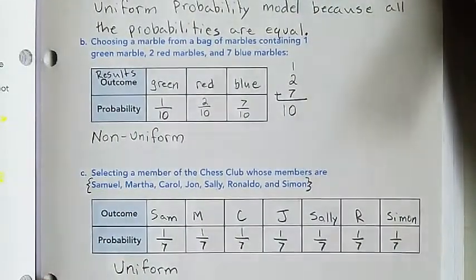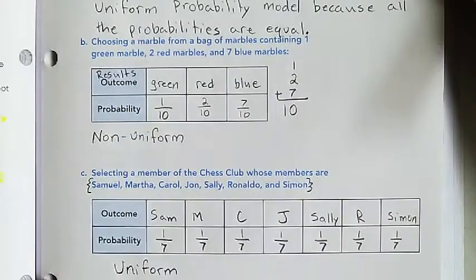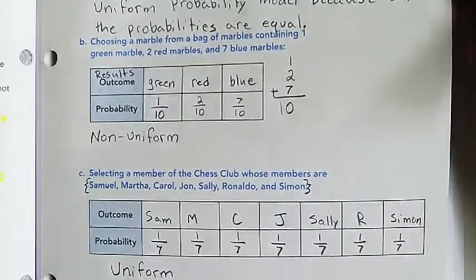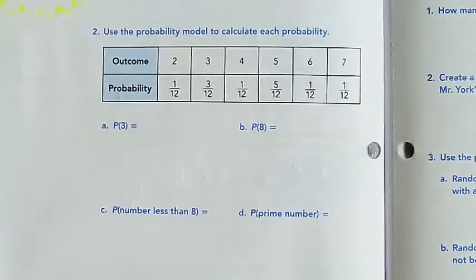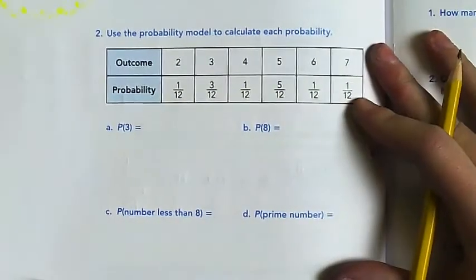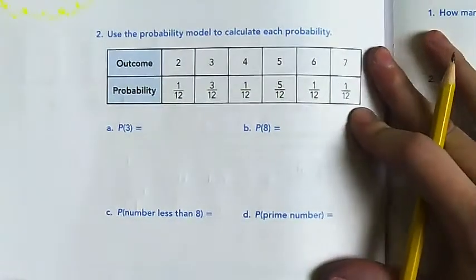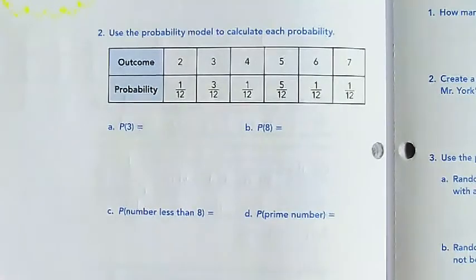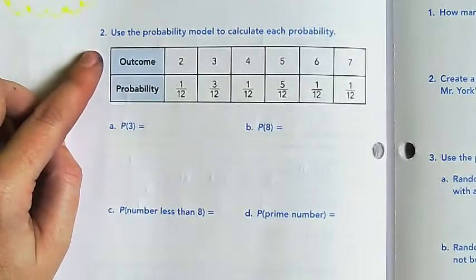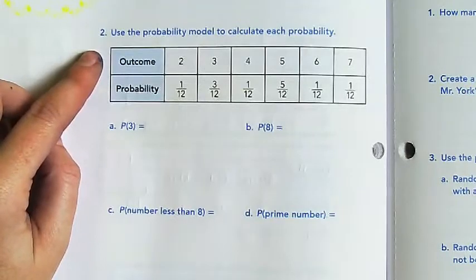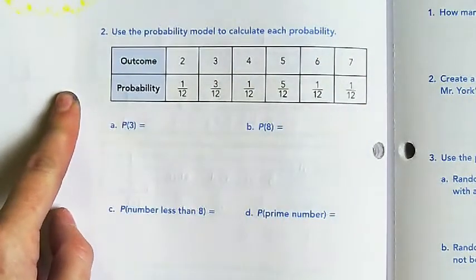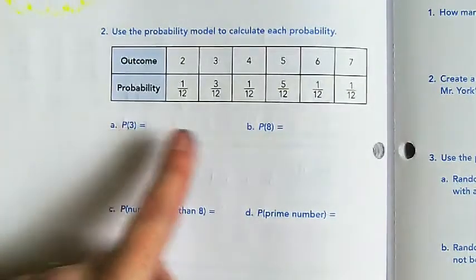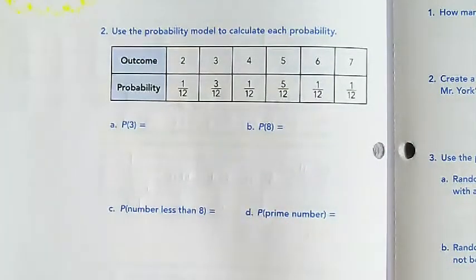Okay, let's finish up activity 2.2, and then we'll finish 2.3 tomorrow, and then we'll practice probability. We're going to skip D. Number 2, use the probability model to calculate each probability. The model is already done for us. We're just reading the model and answering these questions below.